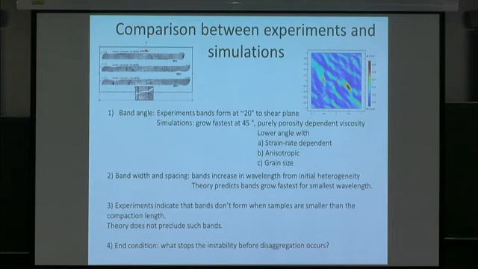So there's something going on wrong. The rock doesn't crash. There's something there that we need to think about: what happens, and what stops the instability before disaggregation occurs and things like that.